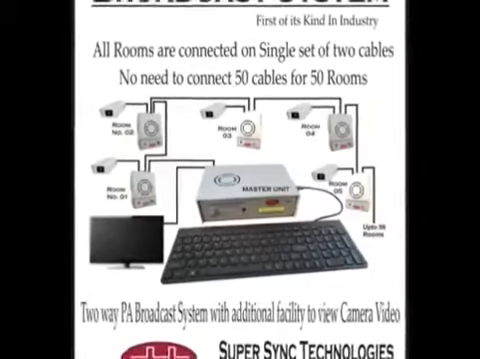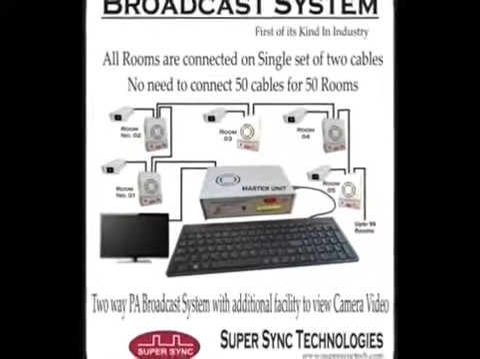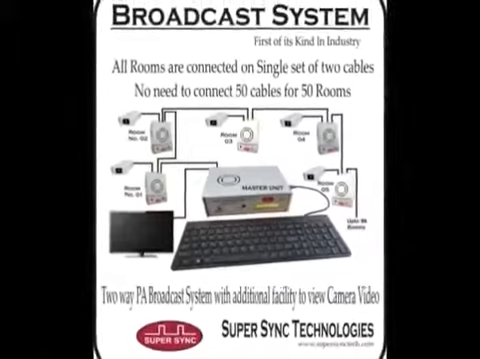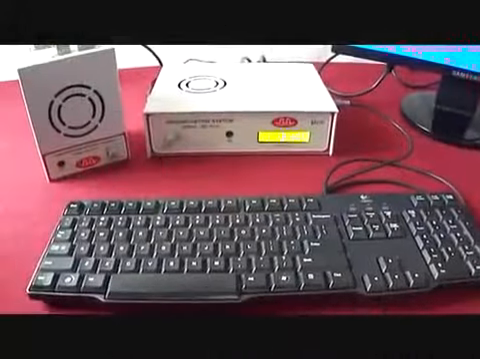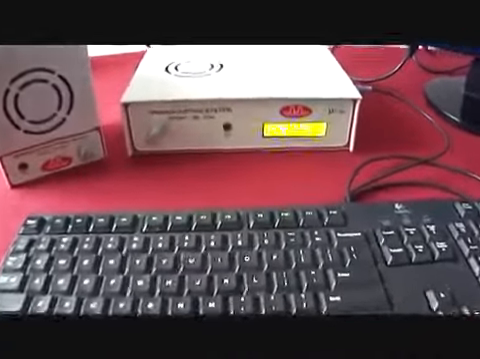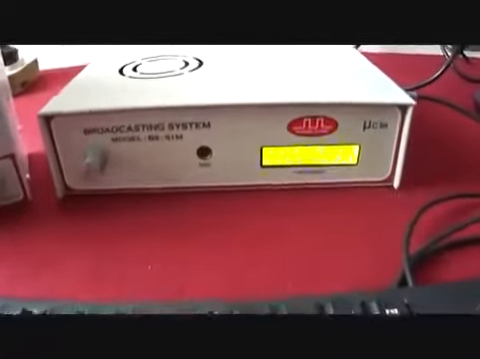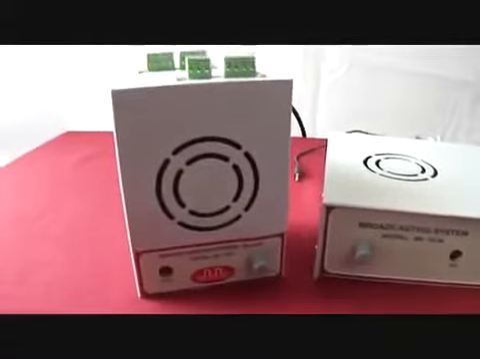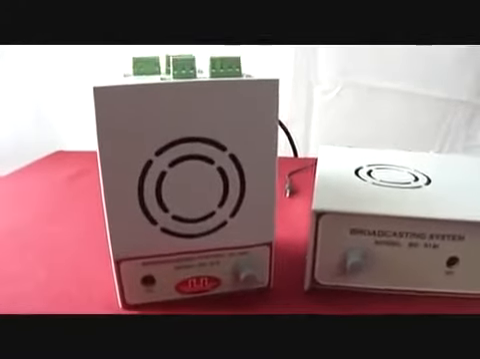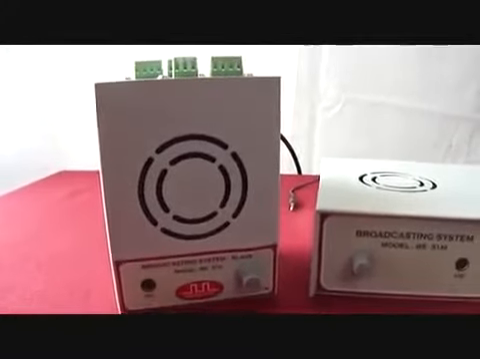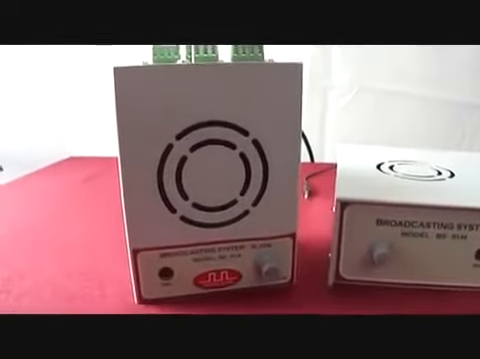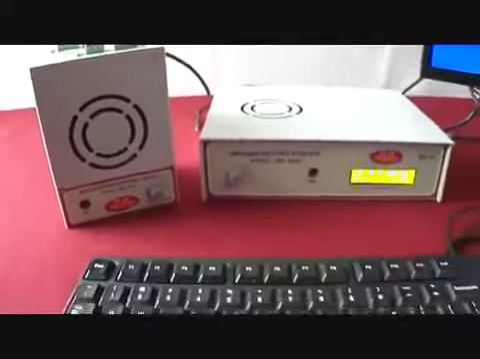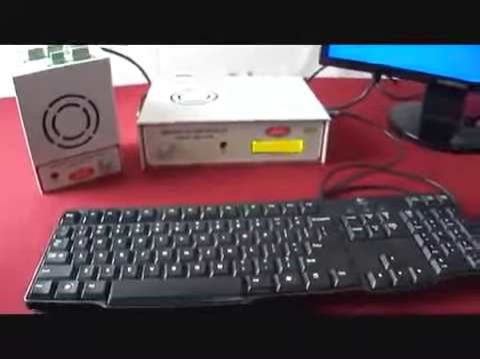CCTV camera, and the best part is, whole system runs only on a set of 2 cables. The system consists of a master unit which is kept in director or principal's cabin, and a slave unit which is installed at various locations in the building like classroom, labs, libraries, staff cabins, etc. Let me explain each one of them, one by one.